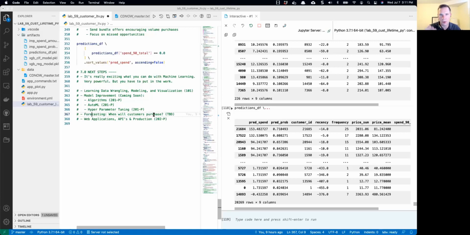There's also this concept of forecasting. What if your business question changes slightly and says, not who's going to purchase in the next 90 days, but when are they specifically going to purchase within the next 90 days? That is something forecasting can help you with. I don't have a course quite yet in Python, but I do have one in R. It's called my High Performance Time Series course. It's really good. And then we have web applications, APIs, and production. That's coming in 202P. Again, I'll talk more about that in a few minutes.